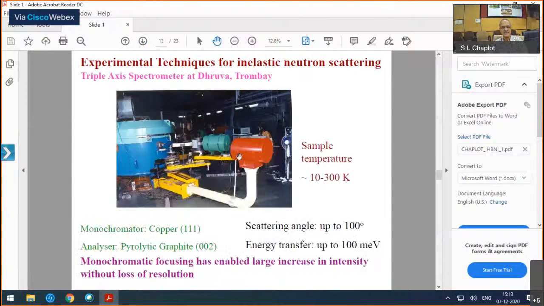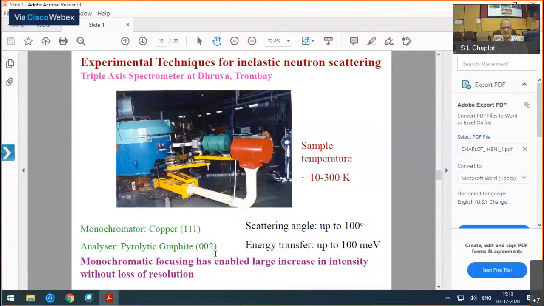Okay, this is an actual photograph of the triple axis neutron spectrometer at the Dhruva thermal neutron reactor in Trombay at the Bhabha Atomic Research Centre. This is quite an old machine, almost 30 years working. It has a monochromator crystal, which is copper, and the Bragg reflection plane that one uses is the 111 plane. The analyzer crystal is a pyrolytic graphite crystal, and again it's the 002 plane.